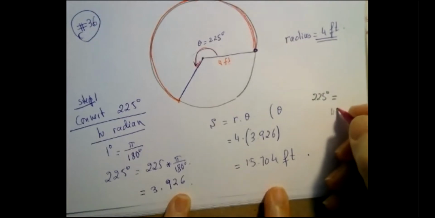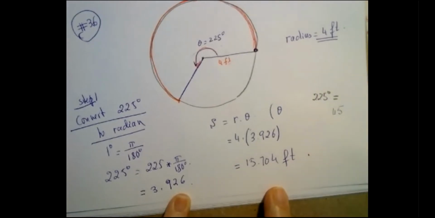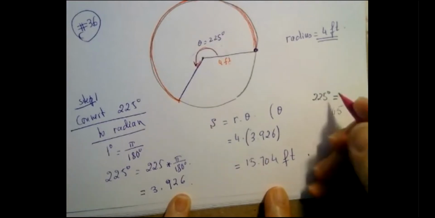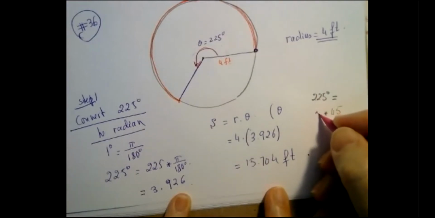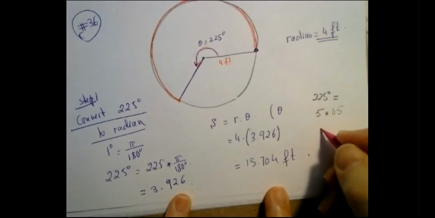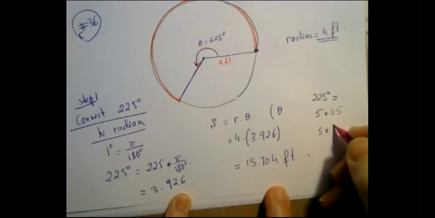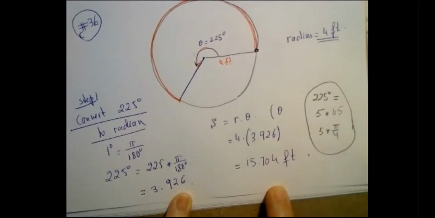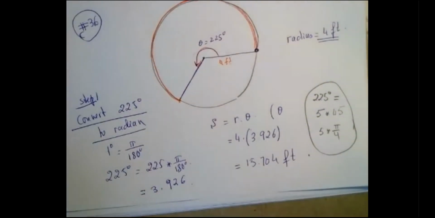How many 45s are there in 225? Because it's an angle I think you should know. There's 5, yes. So it's nice to know that 225 is 5 times 45. It means it's basically 5 times pi over 4. So 225 is one of those angles that we should know is 5 times pi over 4.